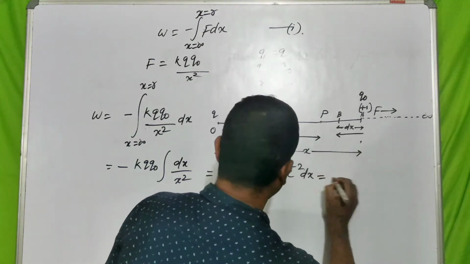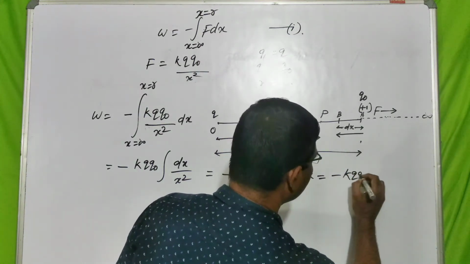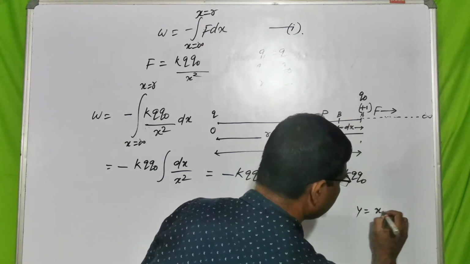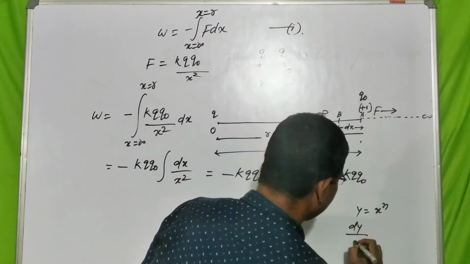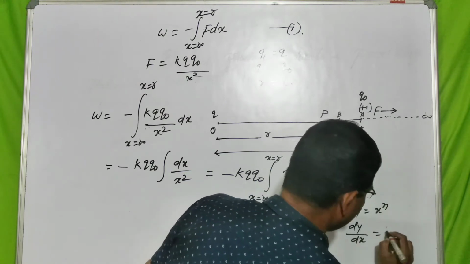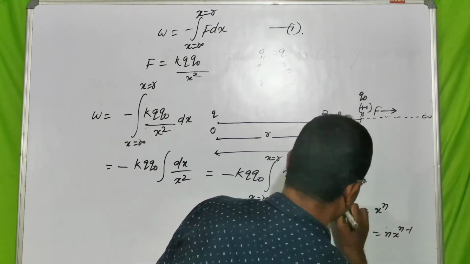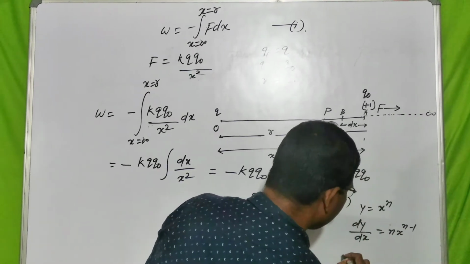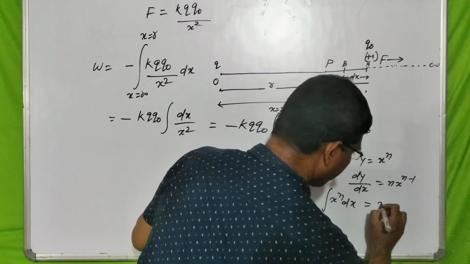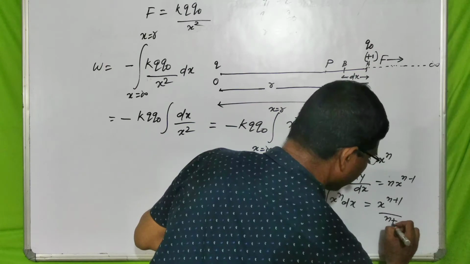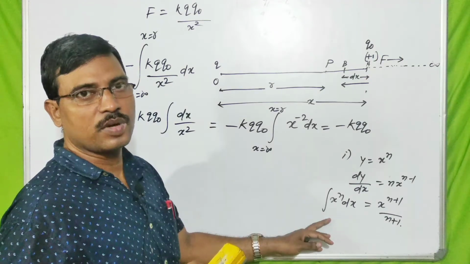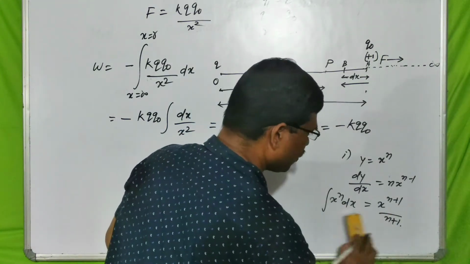Now this is minus k Q Q naught. Here try to understand. Derivative, suppose y is the function, y is x to the n, dy by dx is equal to how much? You know, n x to the n minus 1 for derivation. But if x to the power n dx integration is given, then it is x to the power n plus 1 by n plus 1. That you know, this is the most important formula in calculus, for integration. So you have to apply this one.